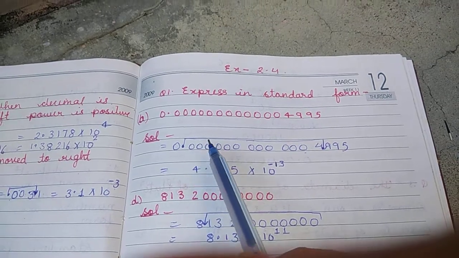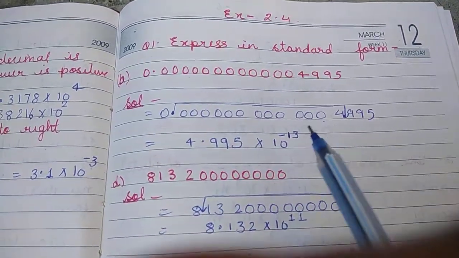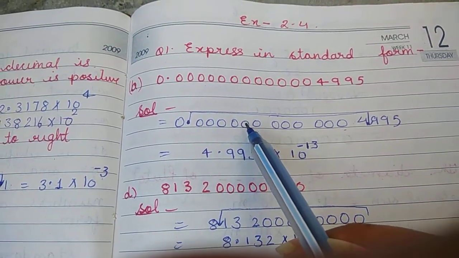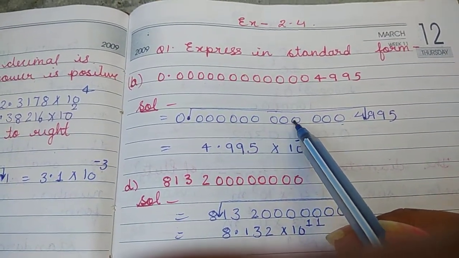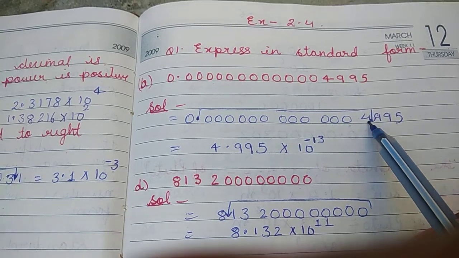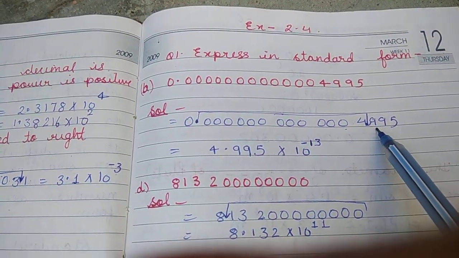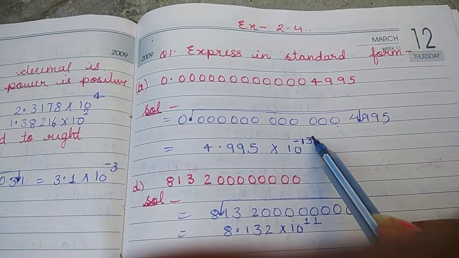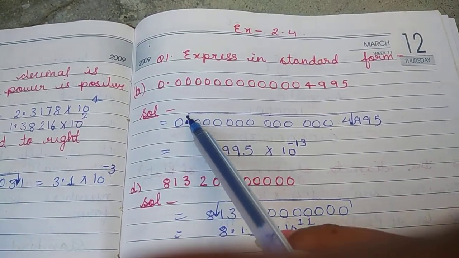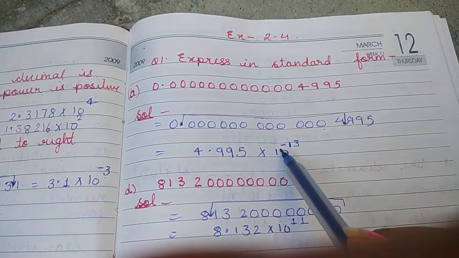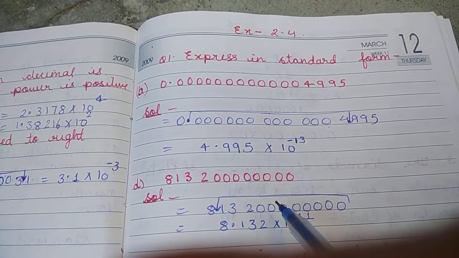Now let us count the number of digits the decimal has crossed. 1, 2, 3, 4, 5, 6, 7, 8, 9, 10, 11, 12, 13. It has crossed 13 digits to reach between 4 and 9. So the power would be 13. And since the decimal is moving towards the right side, your power would be negative.